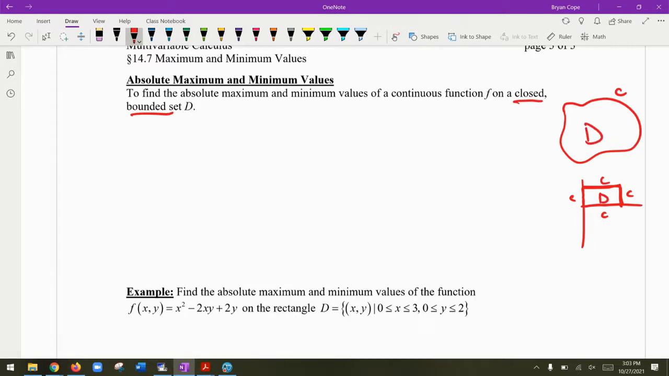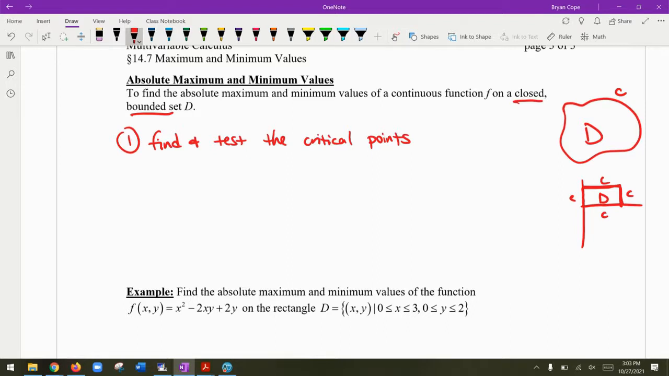All right, so here are the action steps. Number 1, find and test the critical points. That's part 1. Same deal as before. That's what we've been doing all day. Find and test the critical points.